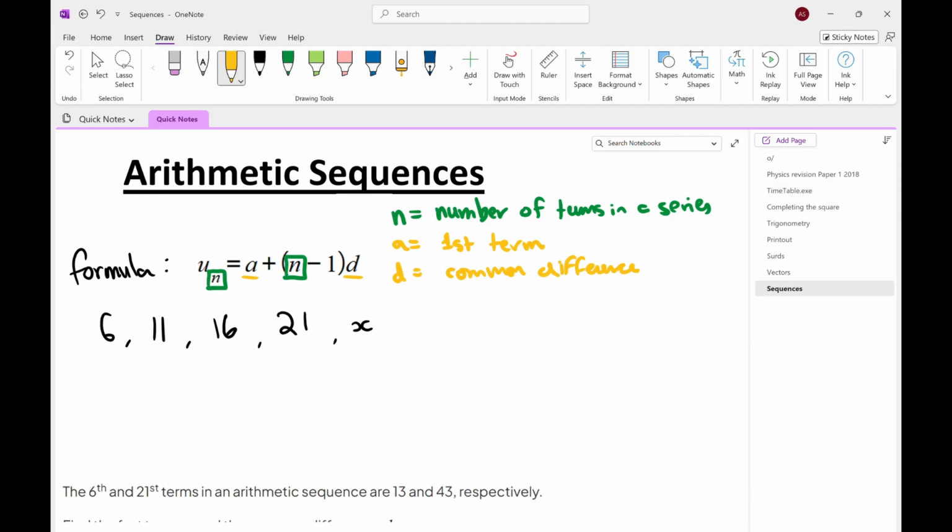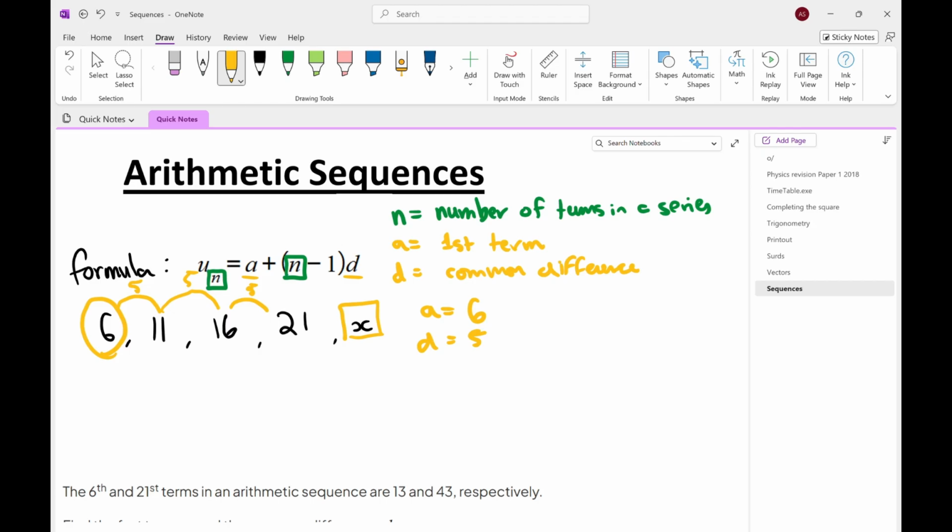So in this first example, we know that the first term is a, so we can say that a equals 6. And what is the difference between 6 and 11? That will give us our common difference, and this will keep on repeating. So our common difference will be 5. Now, if we wanted to find x in this situation, all you would have to do is really add 5.